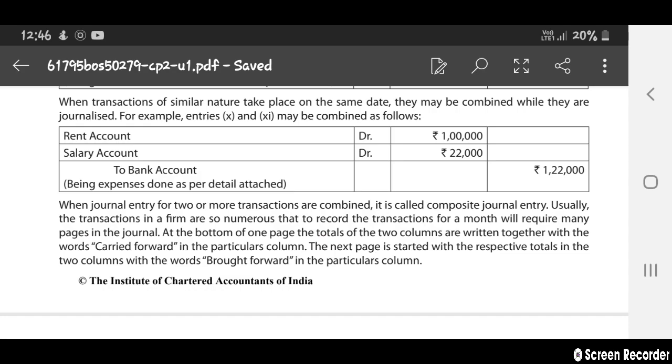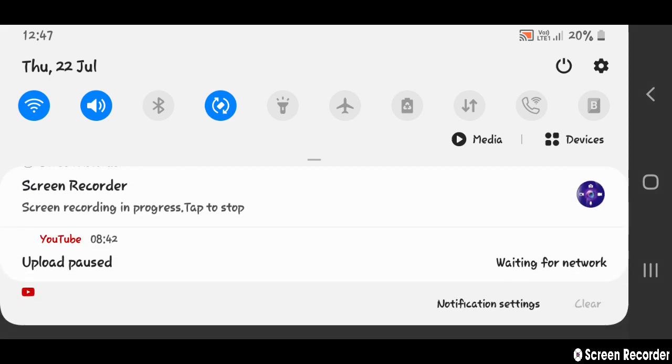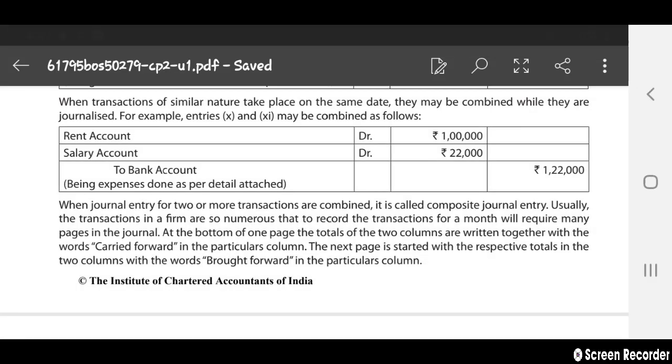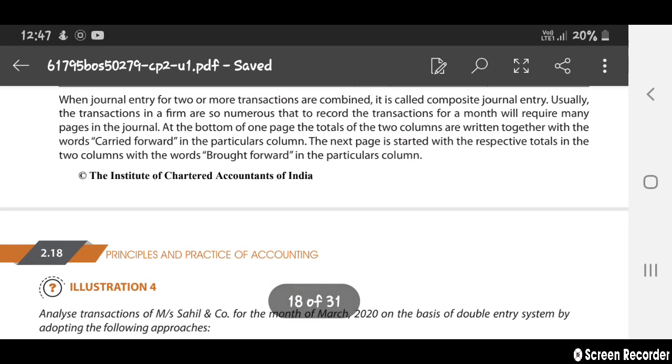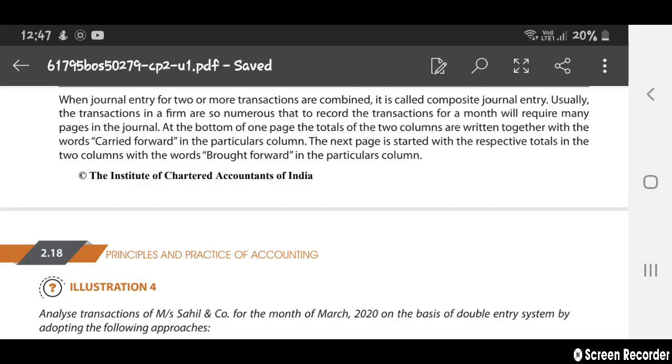Both of these you will combine into the bank account, where it is going. 1 lakh 22,000 you will combine. When the journal entries of 2 or more transactions are combined, that entry is called a composite journal entry.